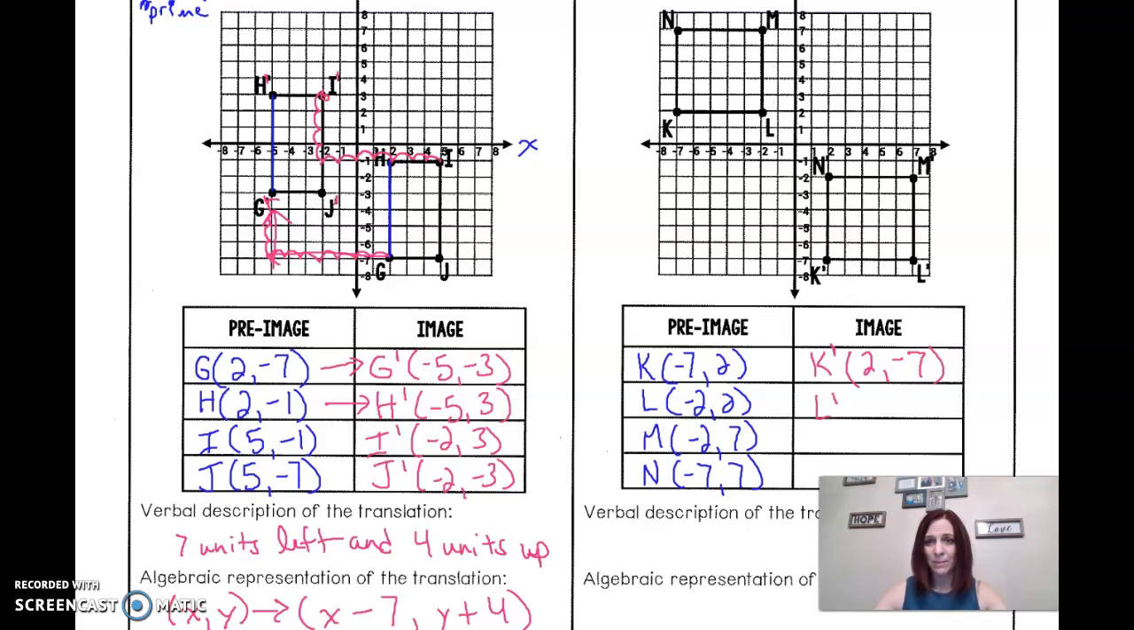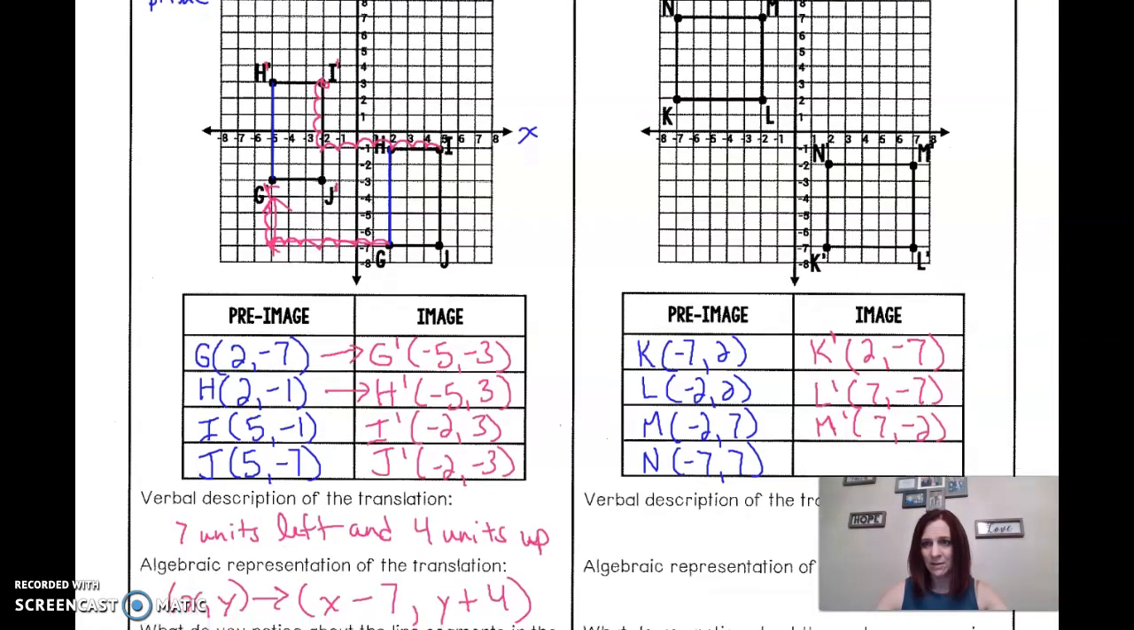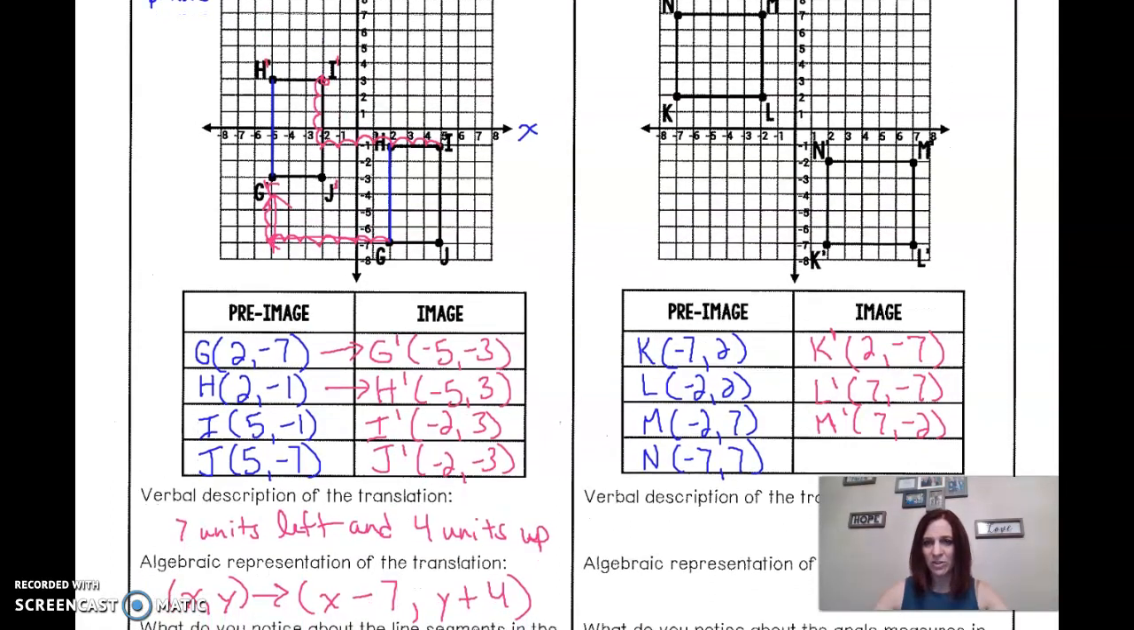And then we have L prime, which is happening at positive 7, negative 7. And then we have M prime, which is at 7, negative 2. And N prime, which is at 2, negative 2.